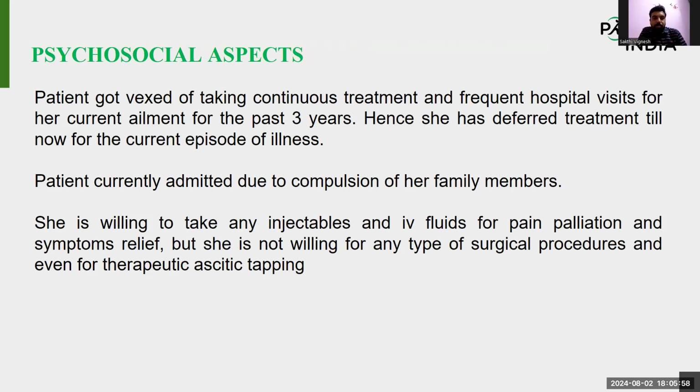And psychosocial aspects: the patient was affected by continuous treatment and frequent hospital visits for the past 3 years for the current ailment. Hence, for the present condition, she deferred treatment till now for the current episode of vomiting and abdominal pain. The patient was admitted only due to compulsion by her family members. She is willing to take any injectables and IV fluids for pain palliation and symptom relief, but she is not willing for any type of surgical procedures and even for therapeutic ascitic tapping.